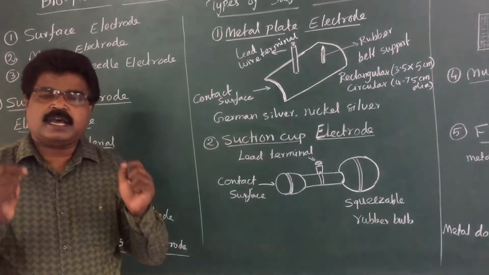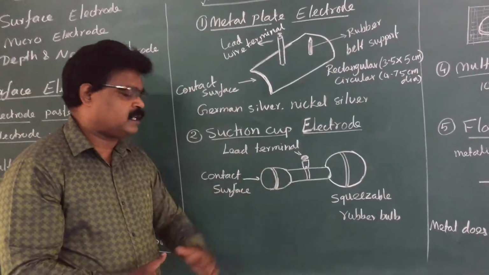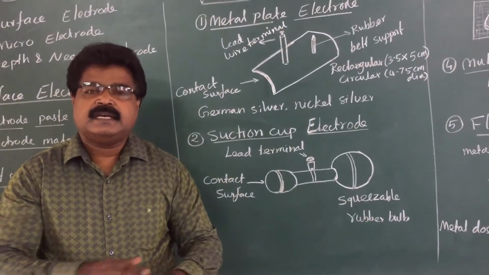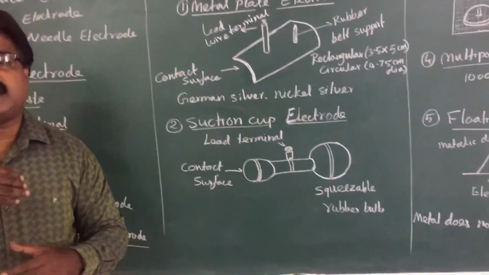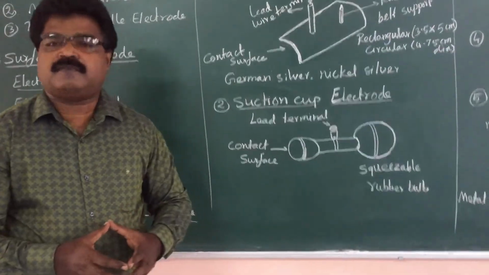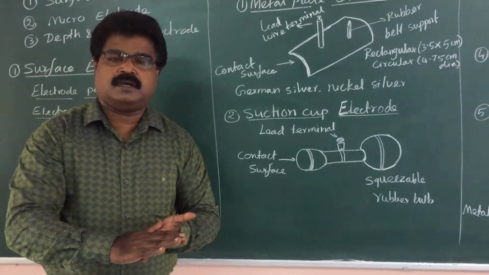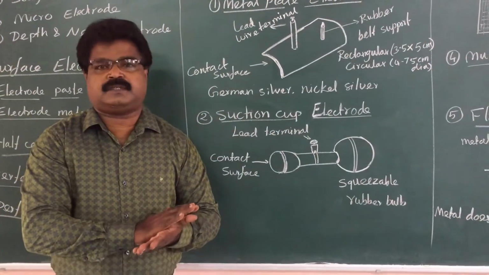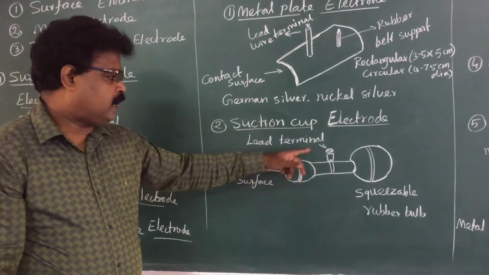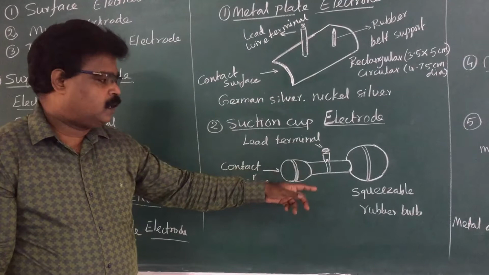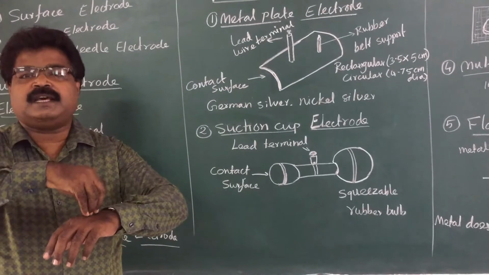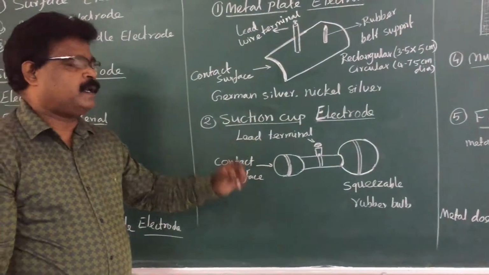Second one is the suction cup electrode. This is a diagram of the suction cup electrode. These electrodes are placed where the surface is flat. When it is a curved shape, suction cup electrodes will not be used. It is used on a flat surface where the underlying tissues are very soft. This is the contact surface that will contact the body. Here we are taking the potential through this lead terminal, and this is a rubber bulb. You have to squeeze the rubber bulb and place it over the skin. So this is the suction cup electrode.